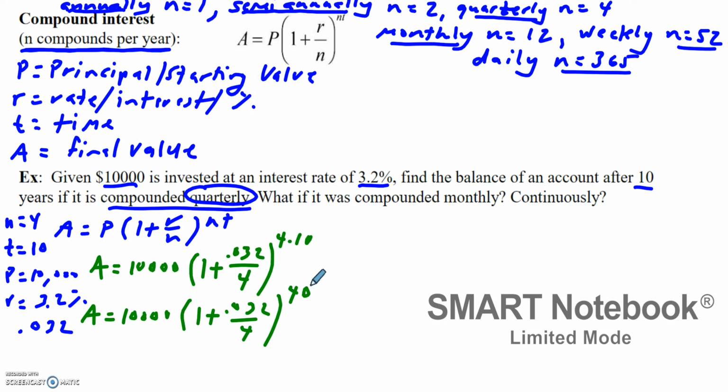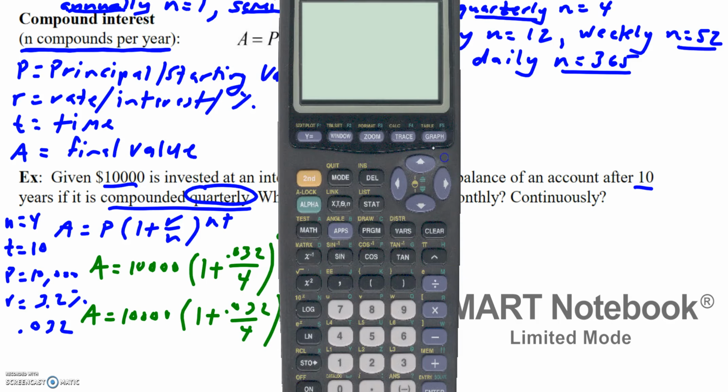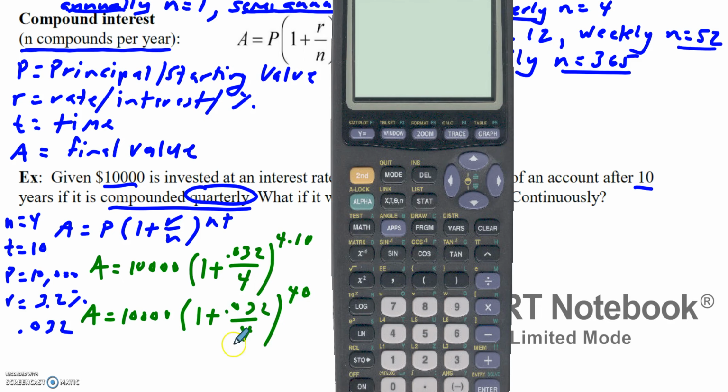So how you plug this into the calculator is very important. You could plug it in exactly as you see it, but you have to be very careful with parentheses, because you probably have to put parentheses around this as well. So here's my suggestion. In your calculator, I would suggest using the order of operations. I would work inside out. So I would do the division inside the parentheses first. So we do 0.032, then divide that by 4. Press enter. Then, if you continue the order of operations, the next thing you would do is add 1.